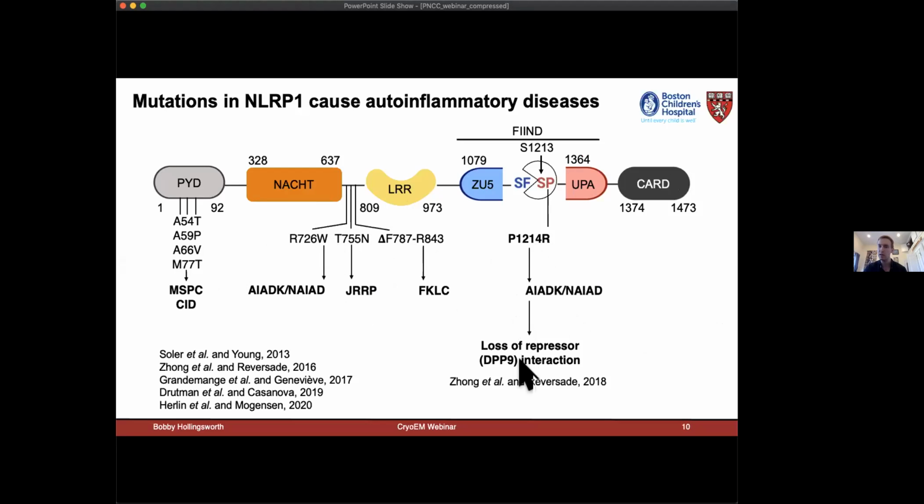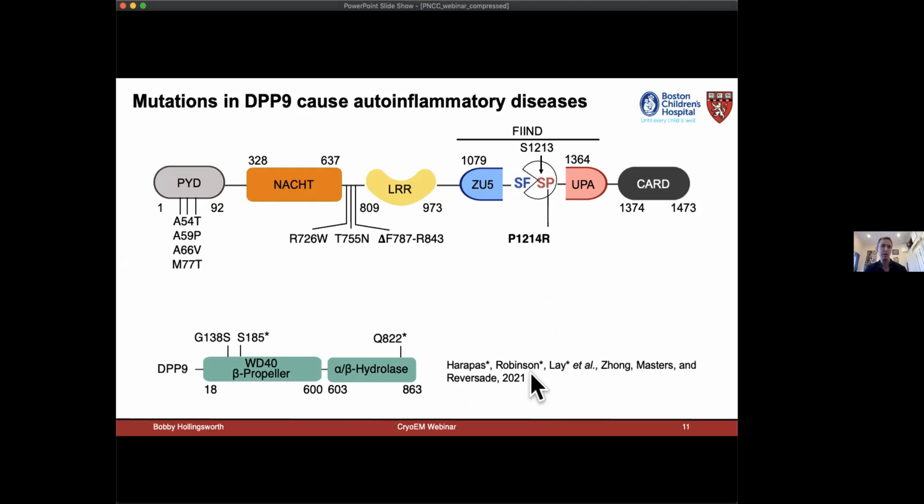And this was particularly interesting because it was recently found to result in loss of interaction with a repressor protein called DPP9. DPP9 is shown to directly bind NLRP1, and genetic ablation of DPP9 also activates NLRP1. And recently, these authors have shown that mutations in DPP9 also lead to autoinflammatory diseases. And so DPP9 is a bona fide repressor of NLRP1 that binds it directly. And so the question became, how does DPP9 binding repress the NLRP1 inflammasome?